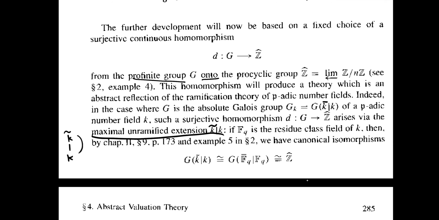Okay, so here is giving the motivation. This is a concrete example, nothing very abstract. This is the concrete case. If F_q is the residue class field of small k, let's do it this way: small k, its residue field is F_q.